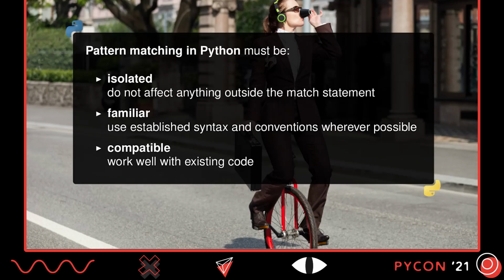Finally, we also want this new pattern matching feature to be compatible with code that's already out there. You should not need to rewrite your entire code base or all your libraries in order for them to work with the new pattern matching feature. Rather, we aim for a gradual introduction, where by and by you write new code using pattern matching where it really shines and makes sense.